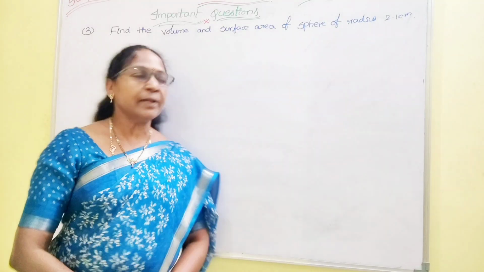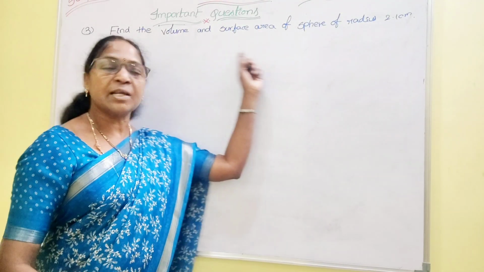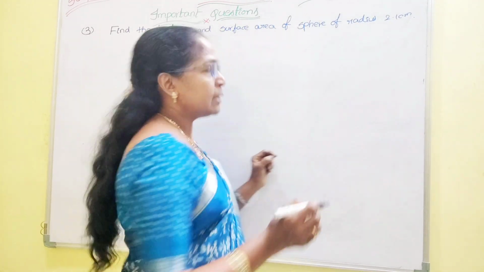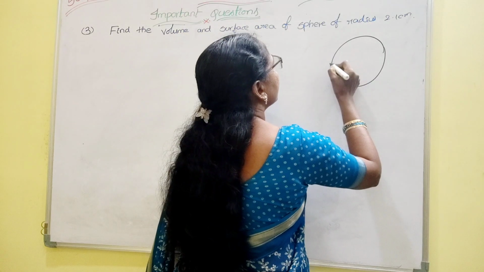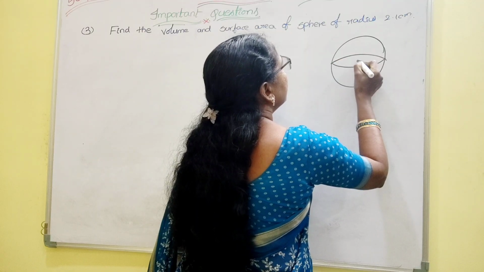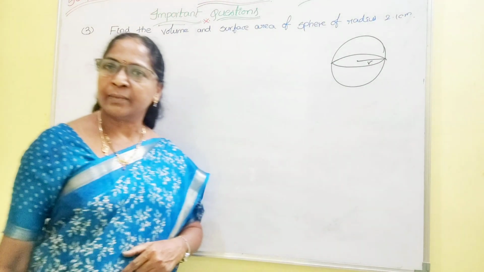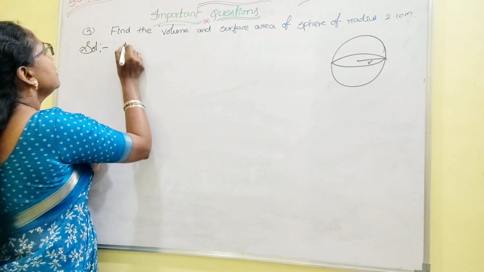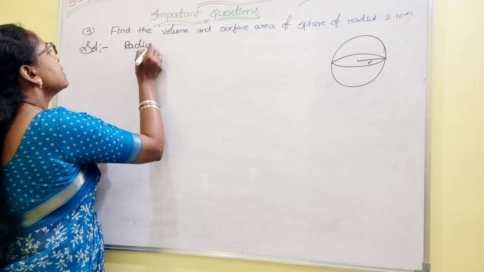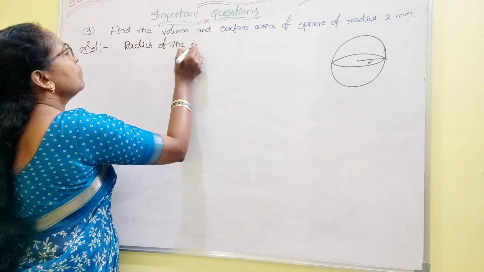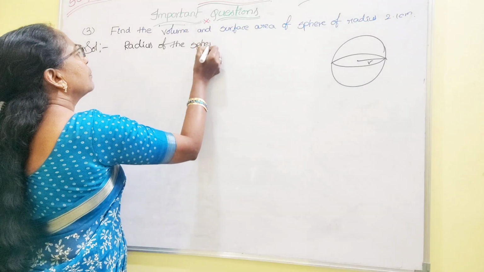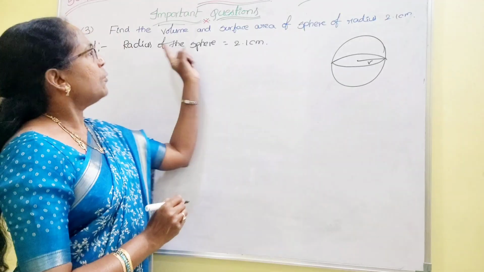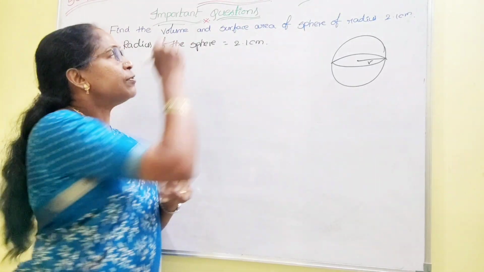Next most important question is this one. Find the volume and surface area of a sphere of radius 2.1 centimeters. So this is the sphere, and this is the radius. Now here you have to write down the given data first. The radius of the sphere is given. Just write down radius of the sphere equals 2.1 centimeters. Only the radius is given. You have to find the volume as well as the surface area of the sphere.